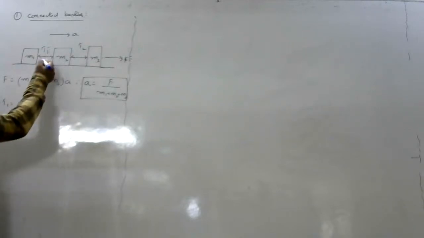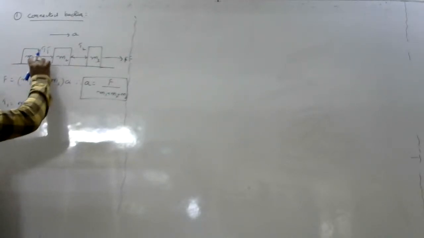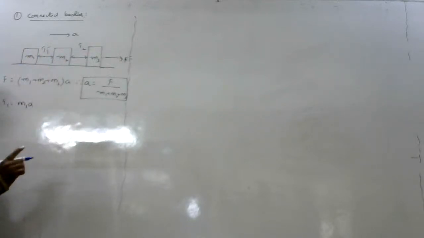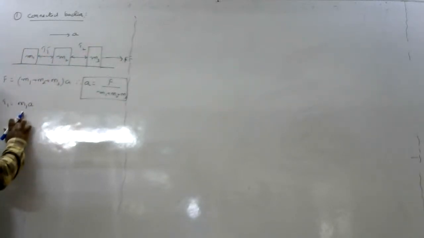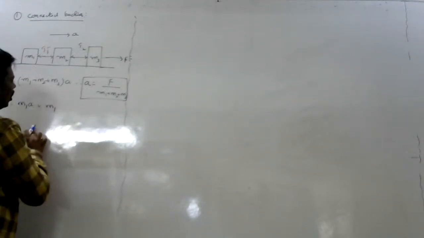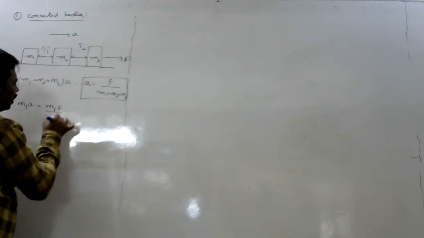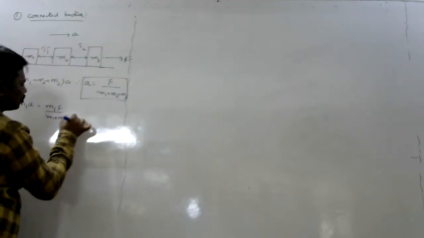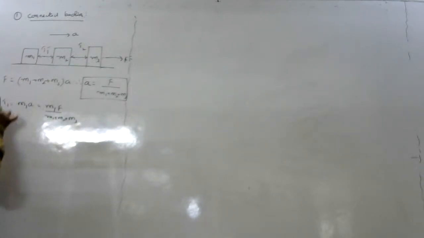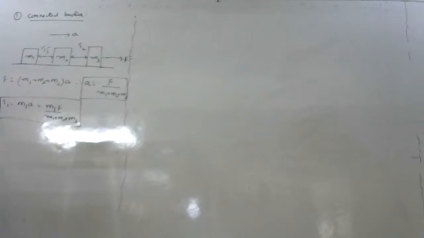Now tension T1 in between M1 and M2. Here T1 pulls only one block, M1. So T1 is equal to M1 A, that is equal to M1 into, here A means F by (M1 plus M2 plus M3). Therefore, tension in the string T1 is equal to M1 F by (M1 plus M2 plus M3).